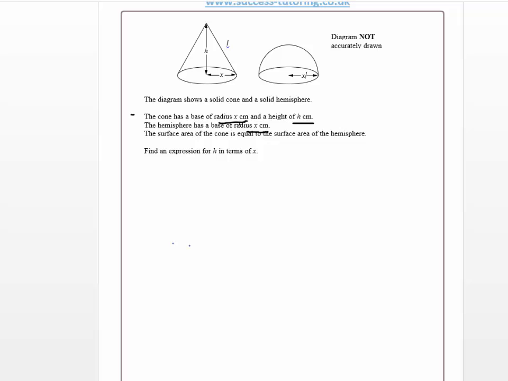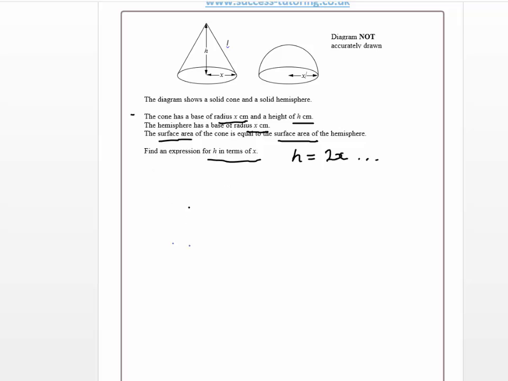These are the terms that you're going to use to substitute into your formulas, just like in the previous question. What's different about this now is we're looking at surface area, and they've told us the surface area of the cone is equal to the surface area of the hemisphere, and they want us to find an expression for h in terms of x. So you should already know, just like in the previous question, you can have h is equal to some value of x.